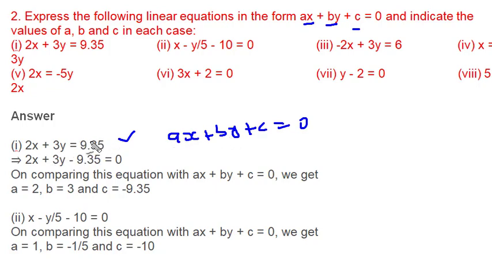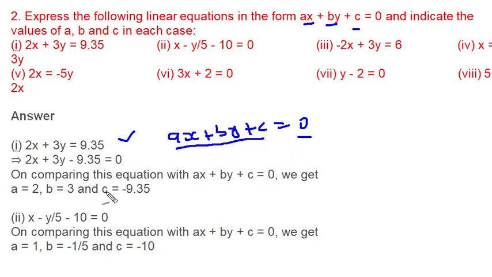Now this is c, so we have to take this to this side. So this is plus here, so it goes there and becomes minus. So the equation becomes 2x plus 3y minus 9.35 equal to 0. Now compare this equation with the expression ax plus by plus c equal to 0.